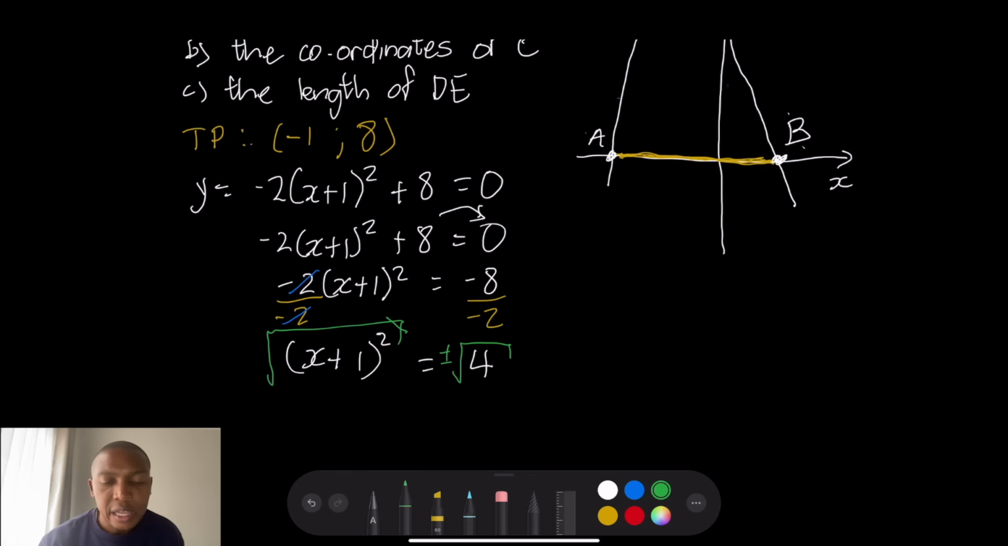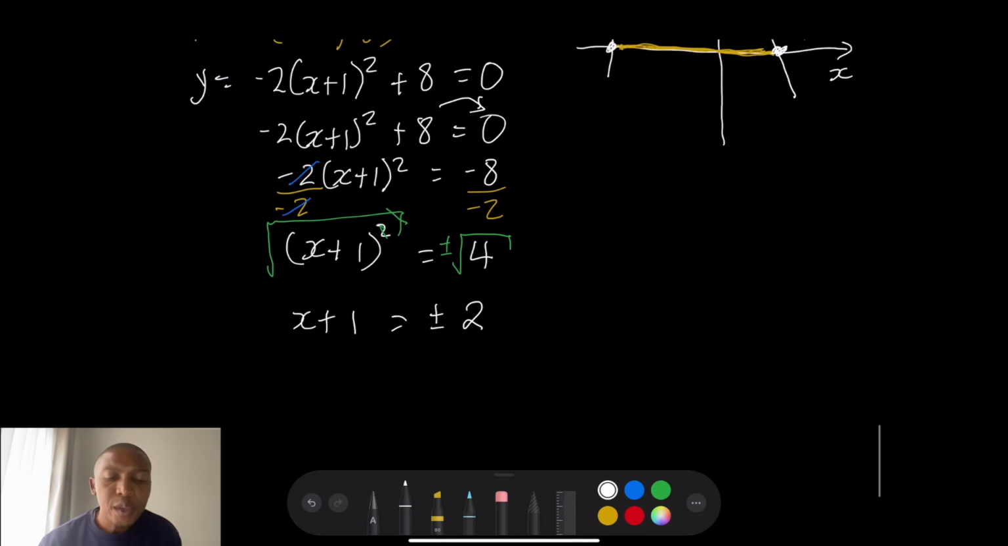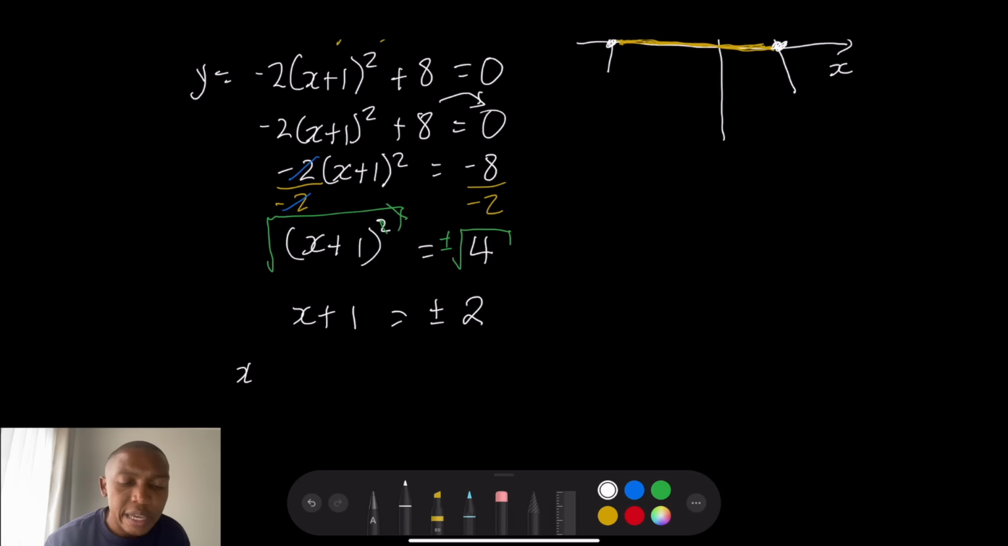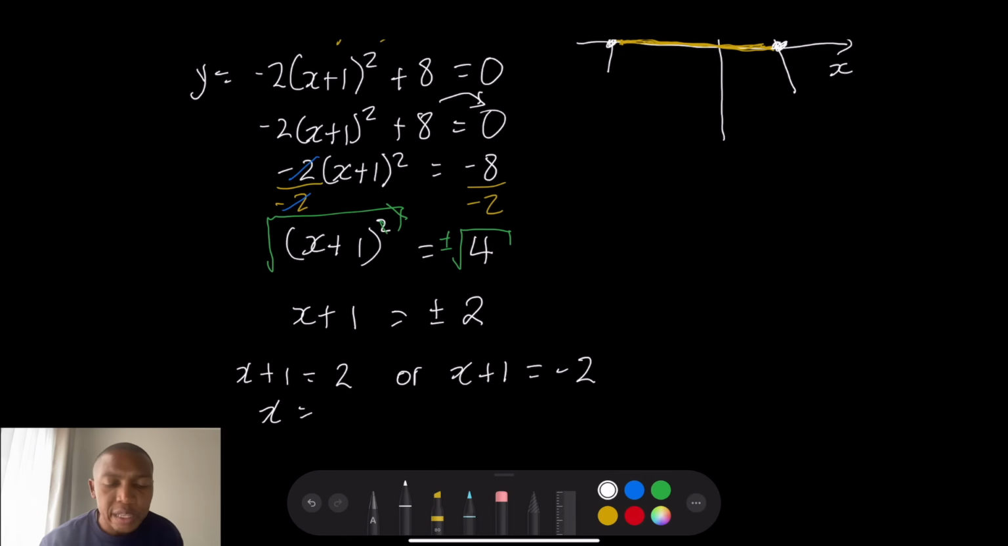In this case, the square root would cancel the square. So what are you left with? It's x plus 1 on this side, but on the right-hand side, you've got plus or minus. The square root of 4 is 2. So, of course, we're going to have two roots. x plus 1 is equal to positive 2, or x plus 1 is equal to negative 2. So therefore, x would be equal to, if I take the 1 to the other side, 1, or x is -3.